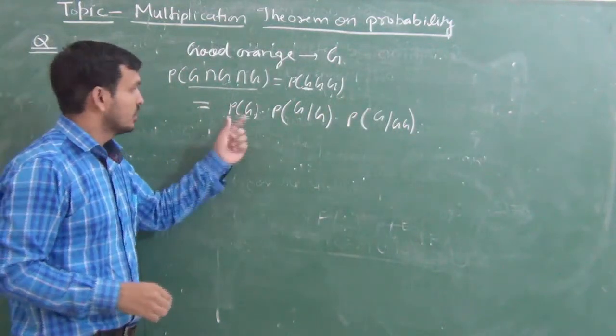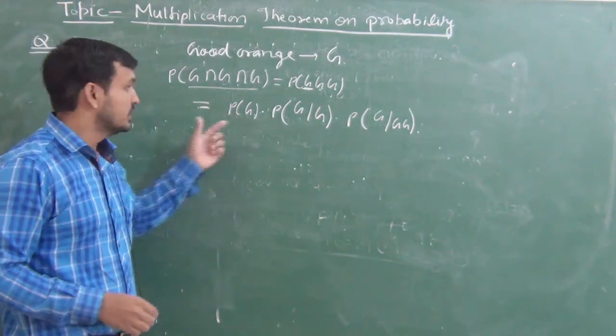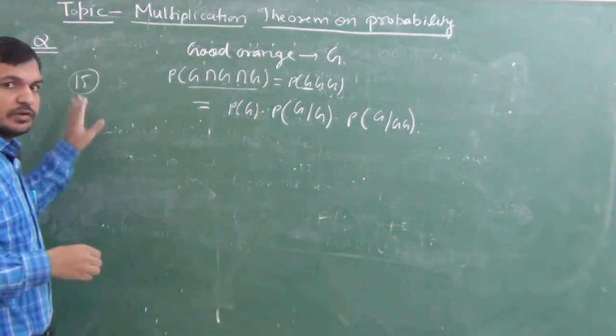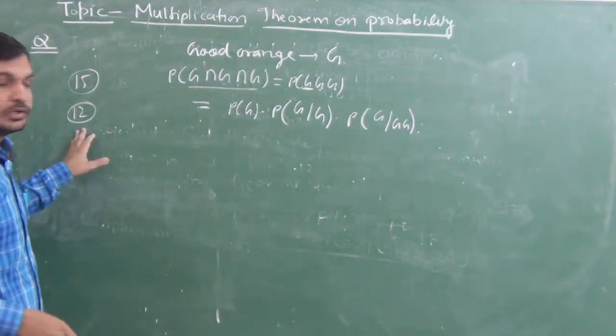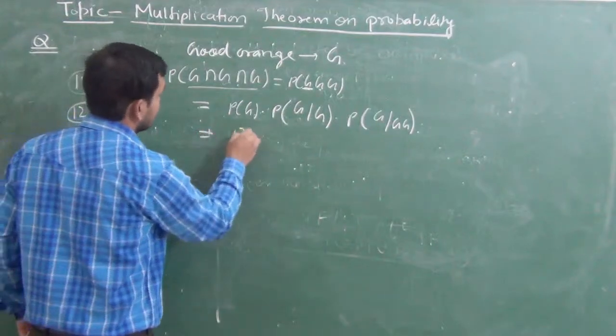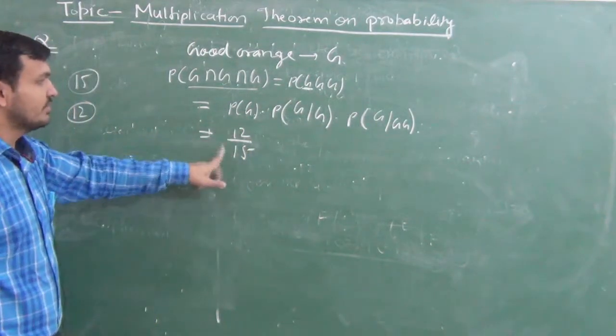So the probability of getting the first orange as good orange is, in total we have 15 oranges, and out of these 15 oranges 12 are good. So the probability of taking out a good orange is 12 by 15. Probability of G is 12 by 15.